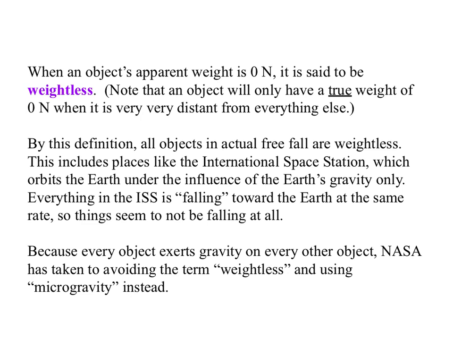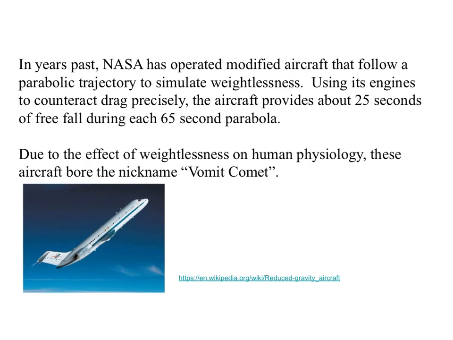Now, because every object exerts gravity on every other object, NASA has taken to avoiding the term weightless and has started using something called microgravity instead. Not important, but they don't really like the term weightless anymore. In years past, NASA has operated modified aircraft that follow a parabolic trajectory to simulate weightlessness. Using its engines to counteract drag precisely, the aircraft provides about 25 seconds of free fall during each 65-second parabola. Due to the effect of weightlessness on human physiology, these aircraft often bore the nickname Vomit Comet, because people would get physically ill while trying to do this.